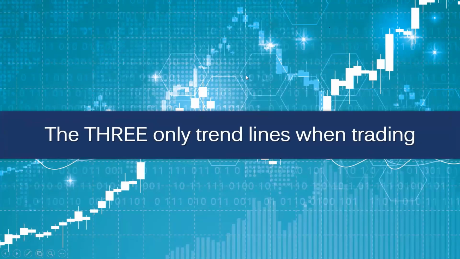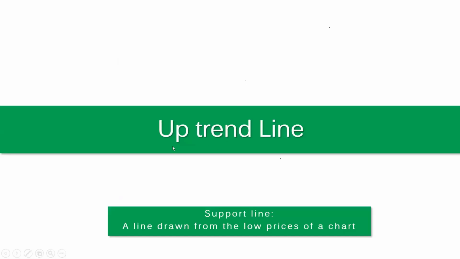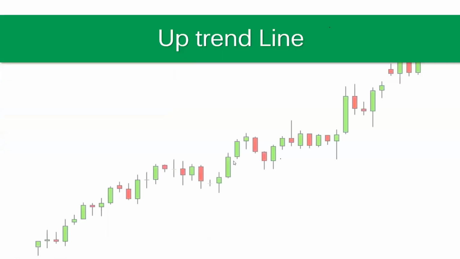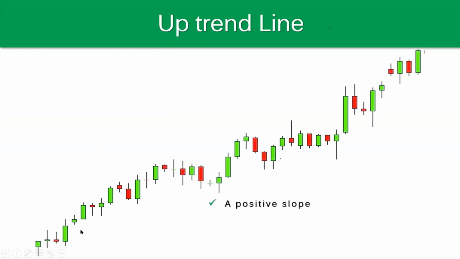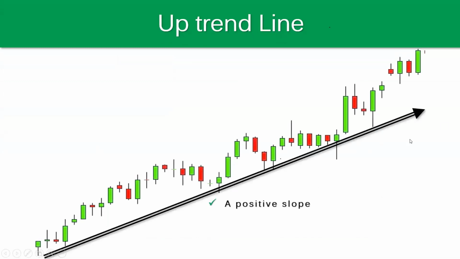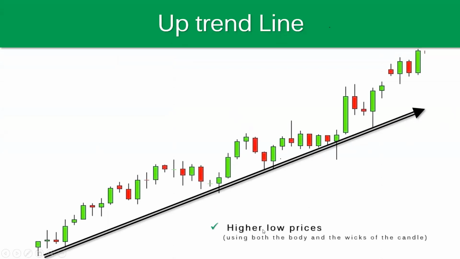The three only trend lines when trading. So you get an uptrend, and an uptrend line is basically a line drawn from the low prices up to the high prices. There is a positive slope. So there's high and low prices using both the body and the wicks of the candle. All right. So the question that we get asked is, how do you draw the line? Do you draw it from the bottom of the wicks? Do you draw it from the bottom of the candles?